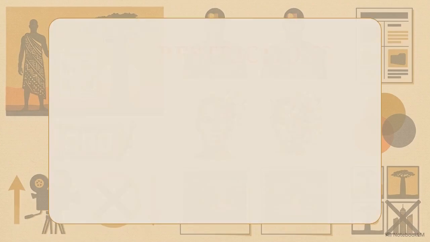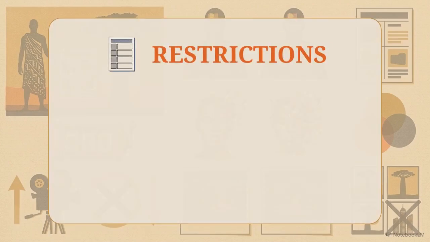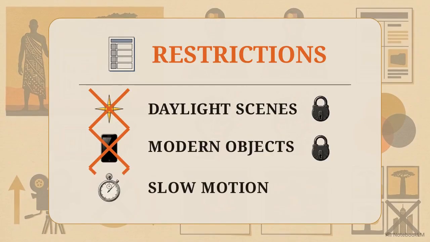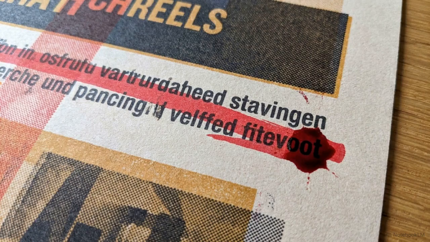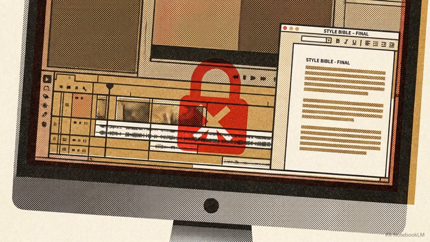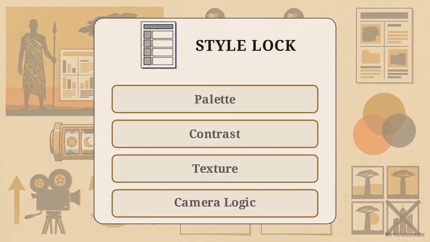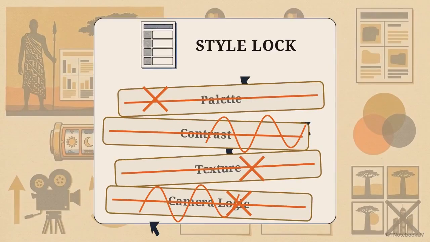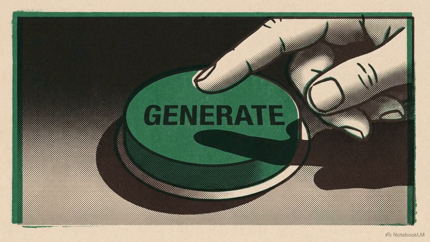Now for the step most people skip. Step 3 is defining your do not cross lines. These are absolute prohibitions. No daylight scenes, no modern objects, no slow motion. Creative preferences are flexible, but rigid prohibitions turn your document into an enforceable law. Step 4 is freezing the document the moment your project's animatic is locked. You don't revise it shot by shot. A style Bible that you keep editing is just a mood board with commitment issues. True continuity requires the discipline to stop tweaking and start generating.